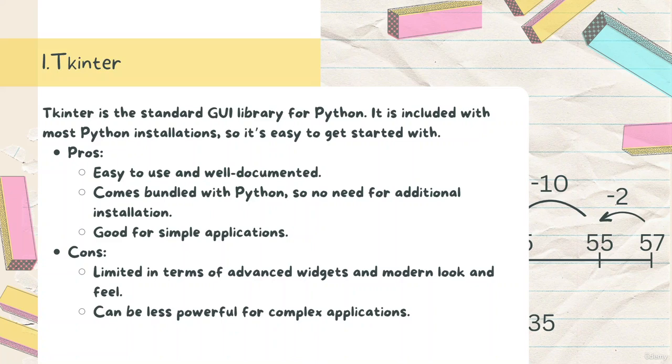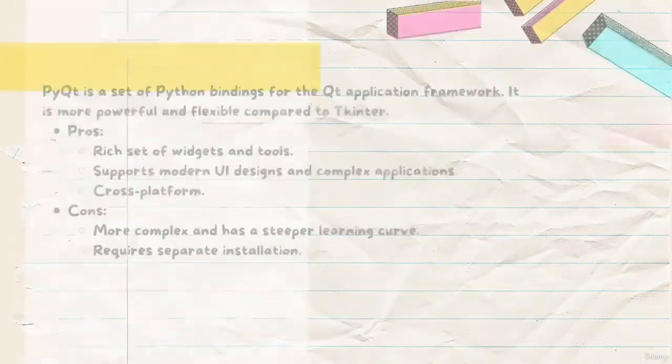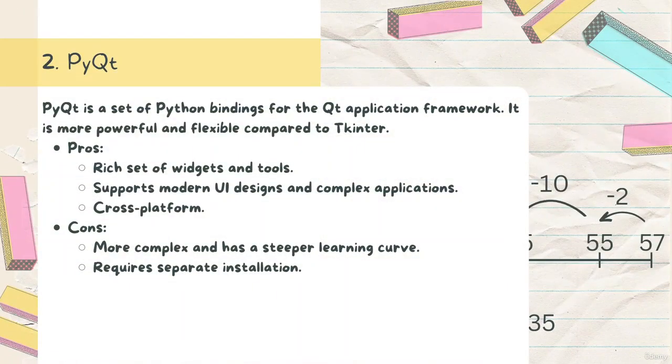Well, by the end of these slides, I'm going to show you each and every one of them, how the interface looks like and how it will function. The next one, or the second one, is PyQt. People also call it Qt, okay? PyQt is a set of Python bindings for the Qt application framework. It is more powerful and flexible compared to Tkinter.